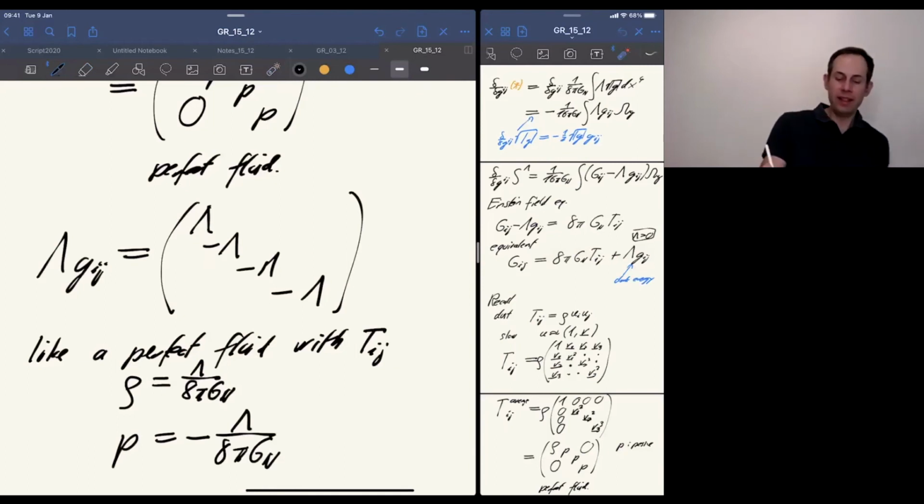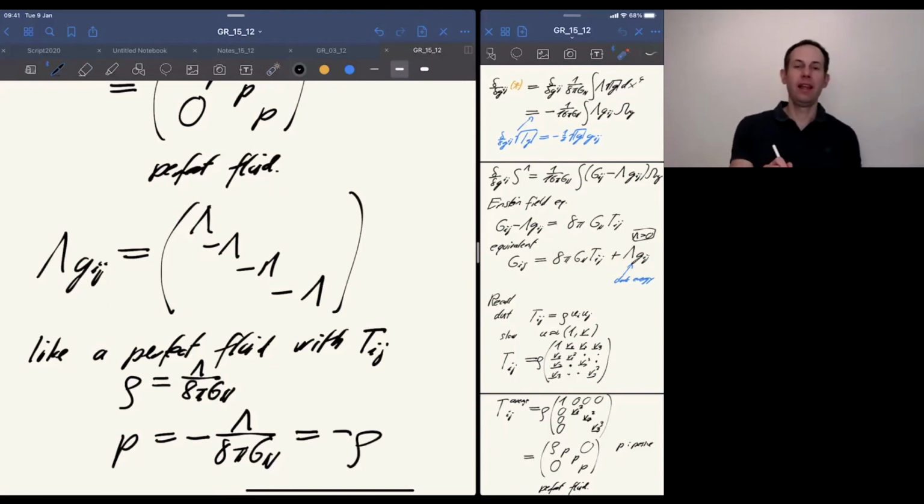But P, that's now the interesting part, is minus lambda over 8 pi G_N, and that's of course minus rho. So it's as if we had a perfect fluid with negative pressure. So dark energy is in that sense really not matter. It's something that, if we just use that as an analogy, would have negative pressure.